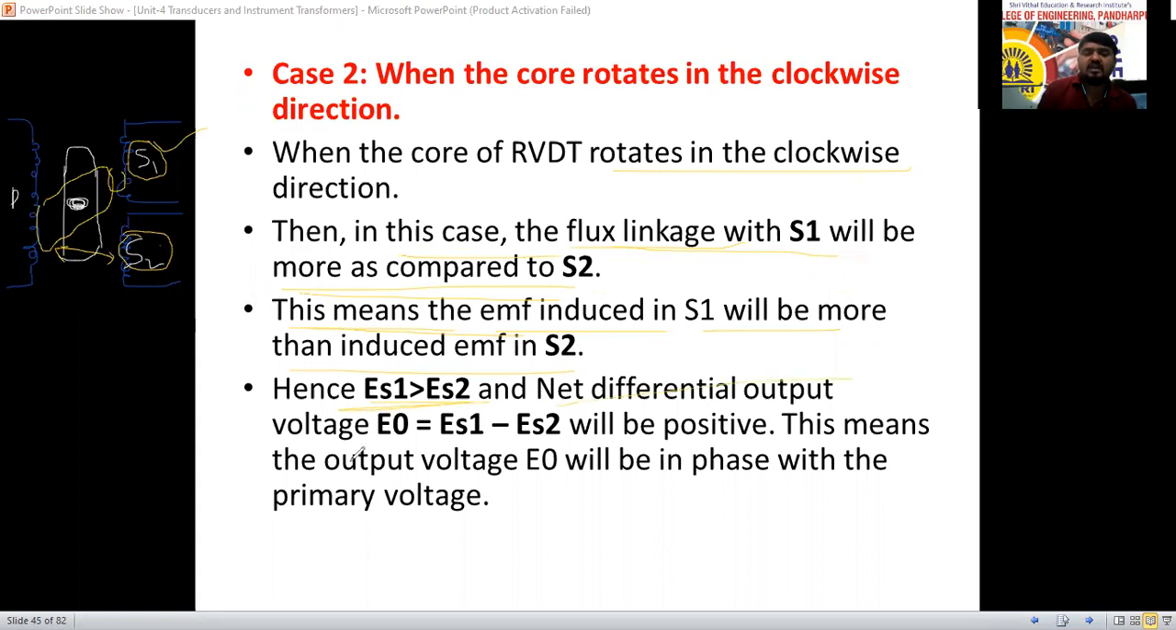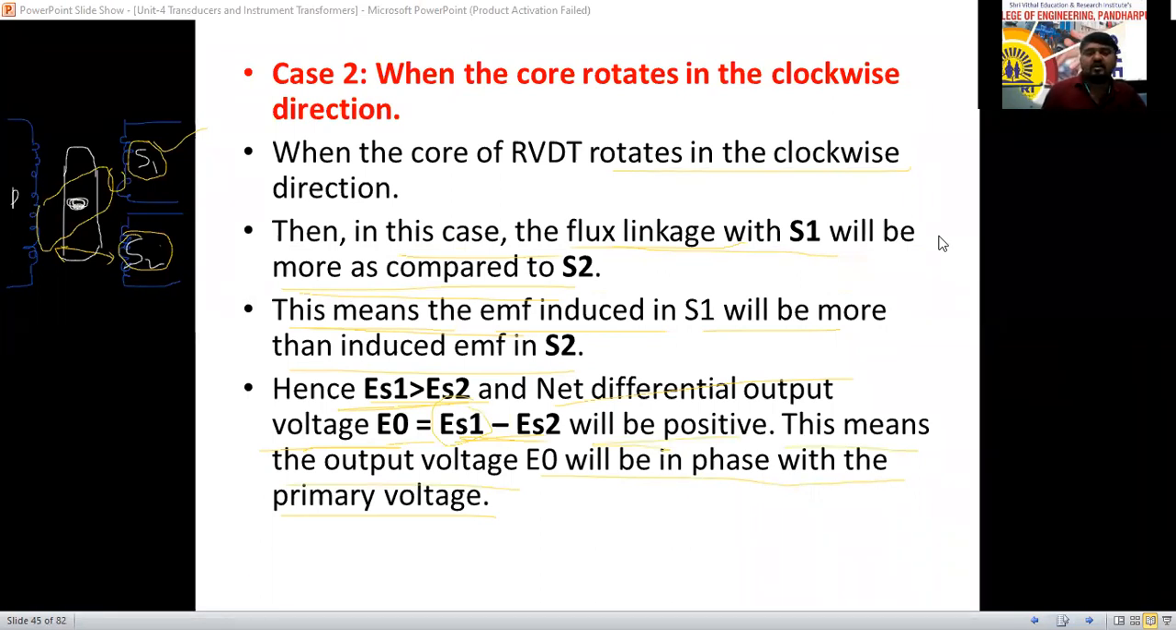And the net differential output voltage, we know the formula, is E0 equal to ES1 minus ES2. So ES1 is greater than ES2, so that is called positive. We are going to get the output positive. This means the output voltage E0 will be in phase with the primary winding. Positive means it is in phase only. It is in phase with the primary winding. This is the second condition.